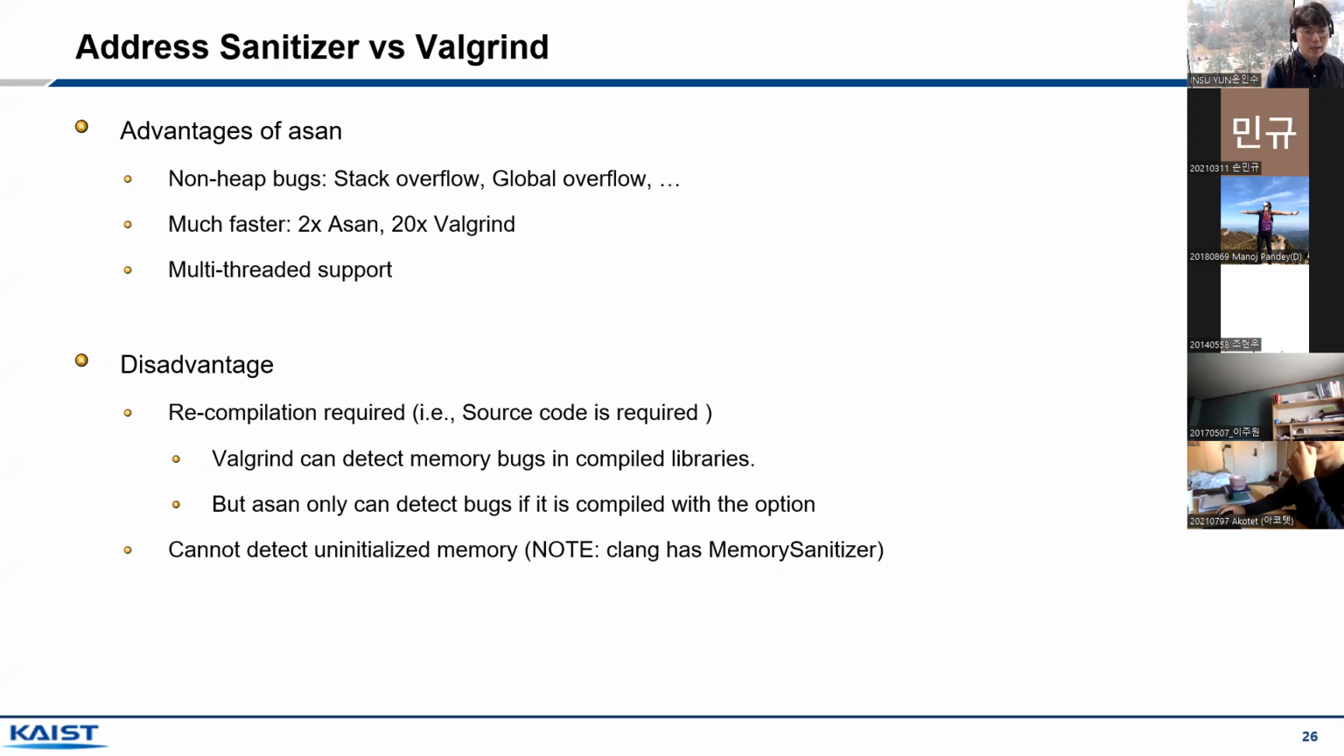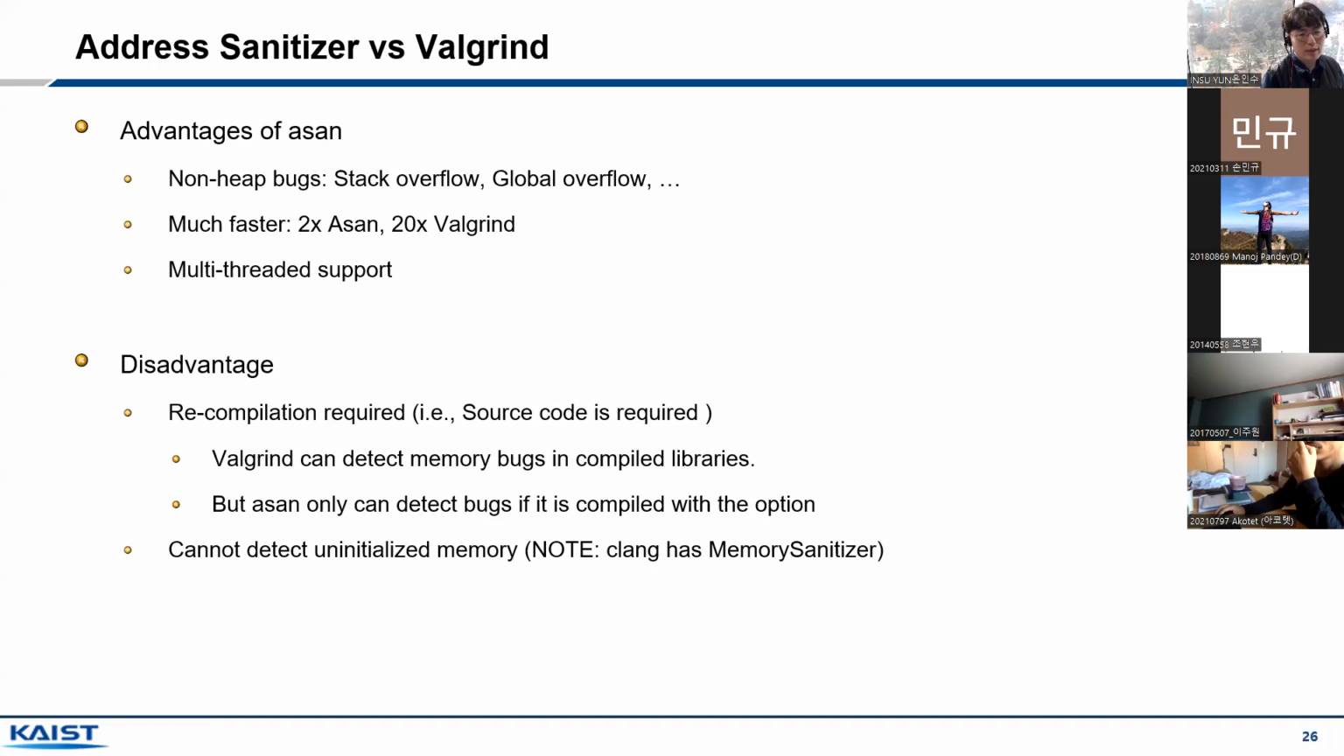the memory errors. But address sanitizer also has some disadvantages. The first one is that you need to recompile your code. In other words, source code is required. But Valgrind is a tool that can work with a binary-only program. If you only have the binary, then Valgrind will work, but address sanitizer will not. So Valgrind can detect the memory errors in a compiled library. So if you only have the compiled binaries, Valgrind will work, but address sanitizer will not.